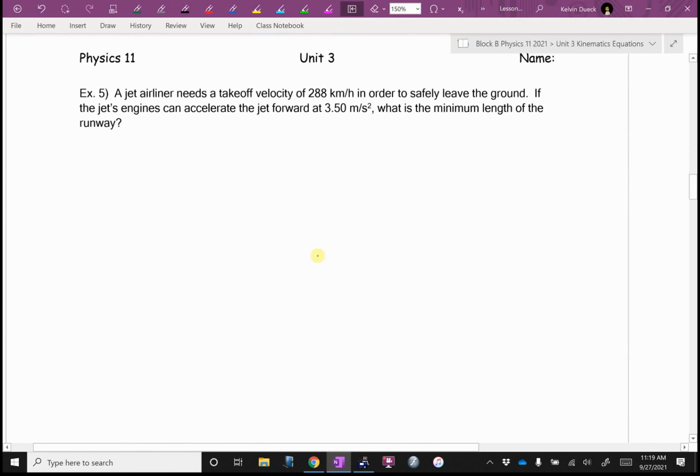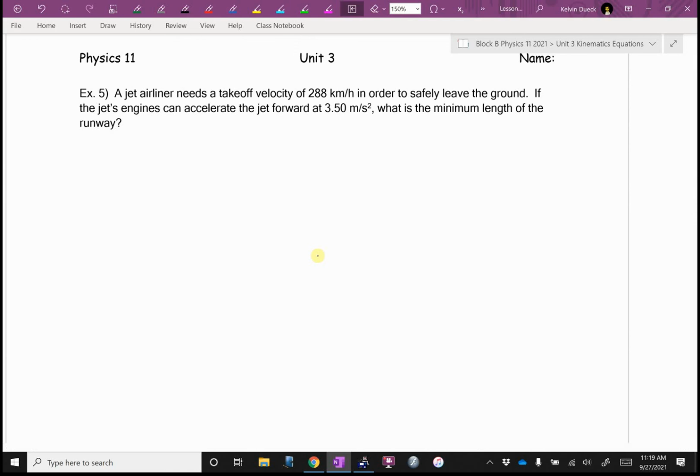So where can we use this? We've looked at some car things. Airport design would be a place we can use this. Here's an application. A jetliner needs a takeoff velocity of 288 kilometers per hour. 288 what? I'm doing a unit conversion. In order to safely leave the ground, if the jet's engines can accelerate the jet forward at 3.5 meters per second squared, what's the minimum length of the runway?